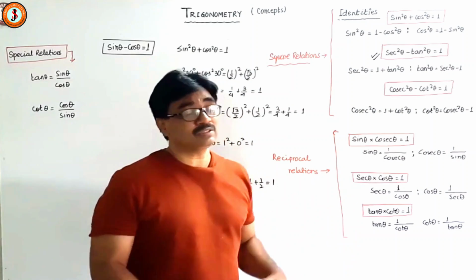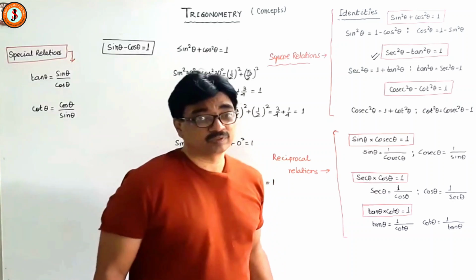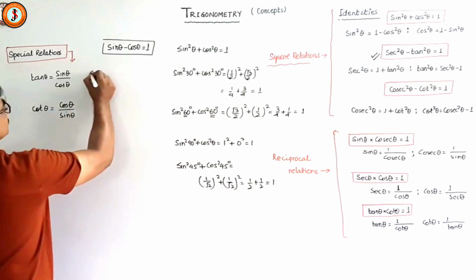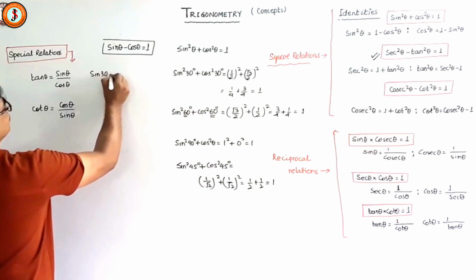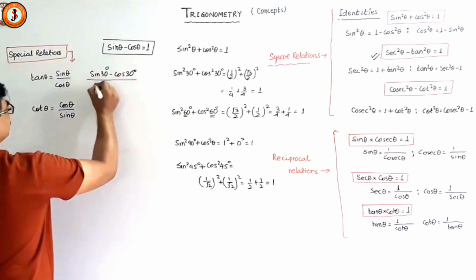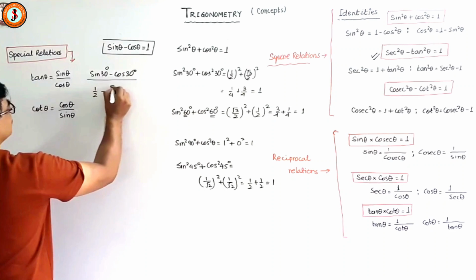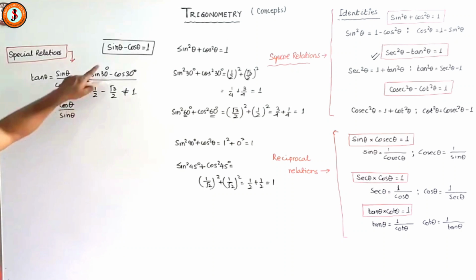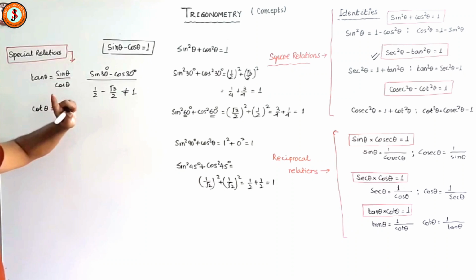So their application can be used in any sum. Alright. But let us check this. I try sine 30 minus cos 30. So this is what is happening over here. Sine 30 is 1 by 2 minus root 3 by 2. So it is not equal to 1. So that means this relation is not equal to 1.